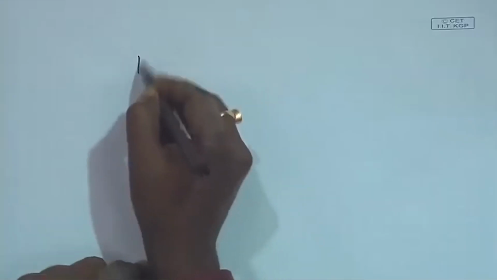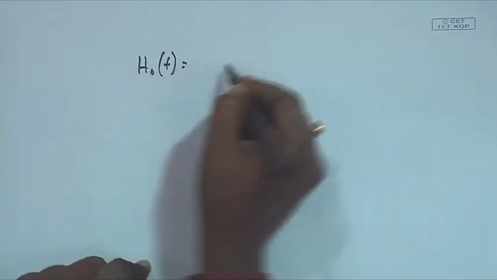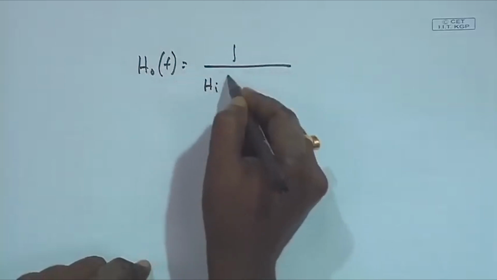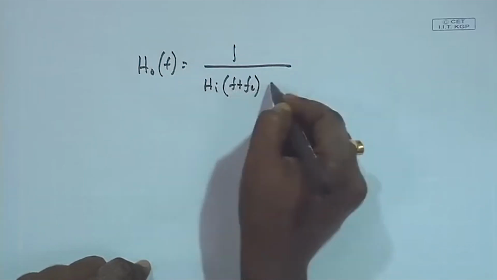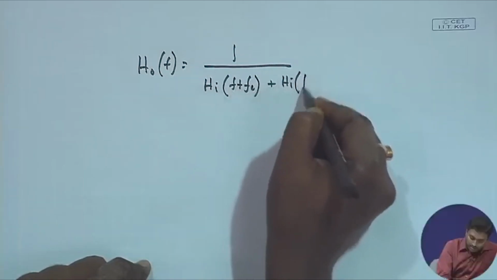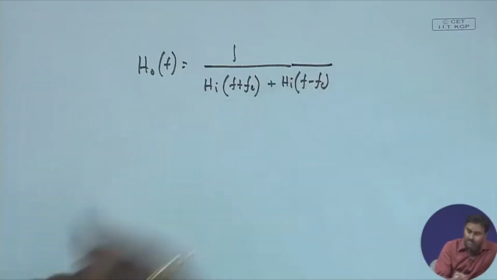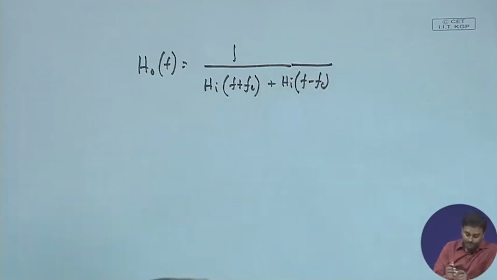Alright, so in the case of VSB-SC we have already seen the input-output filtering characteristics and their relationship. So let us just assume one particular filter. We have already seen this relationship: H_OF is 1 by H_IF(f + fc) plus H_IF(f - fc). This is something we have seen.